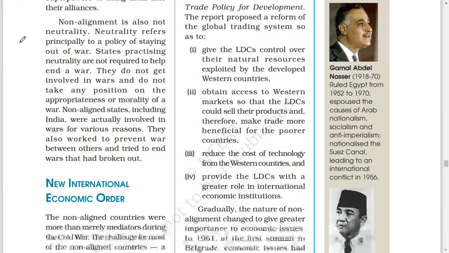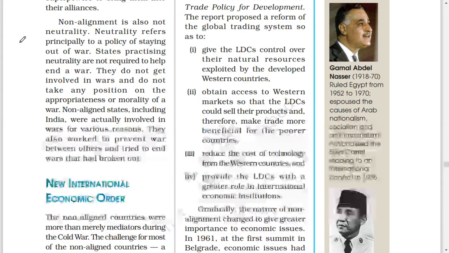Non-alignment is also not neutrality. Neutrality refers principally to the policy of staying out of war. States practicing neutrality are not required to help end a war. They do not get involved in wars and do not take any position on the appropriateness or morality of a war. Non-aligned states, including India, were actually involved in wars for various reasons. They also worked to prevent war between others and tried to end wars that had broken out.